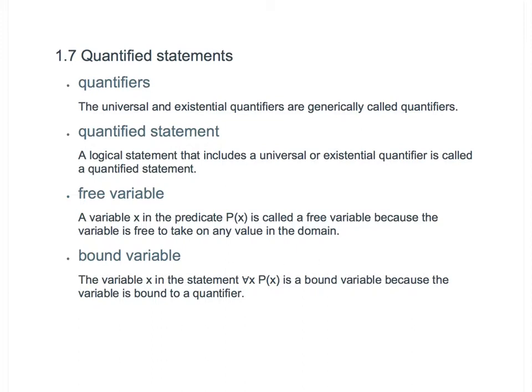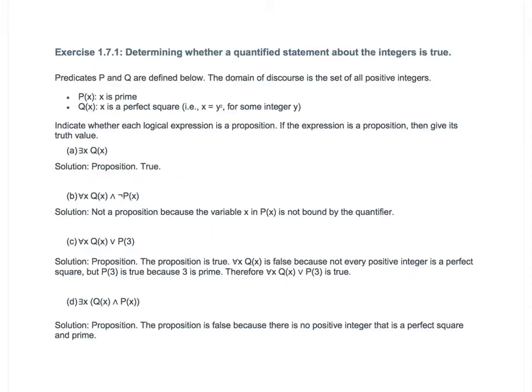However, the opposite of a free variable is a bound variable. The variable x in the statement "for every x, P of x" is a bound variable because the variable is bound to a quantifier. So if the variable of a predicate is bound to a quantifier, then that variable is called a bound variable. But if it is not, then it is called a free variable.